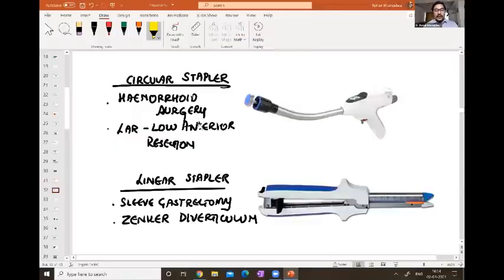Again, these two have been asked in your exam, circular stapler and linear stapler. You should be able to identify these two images. Circular stapler is used for hemorrhoid surgery and for low anterior resection for rectal cancer or sigmoid cancer surgery. Whereas a linear stapler is used for sleeve gastrectomy, which is a bariatric surgery procedure, and for Zenker's diverticulum as well for diverticulectomy.